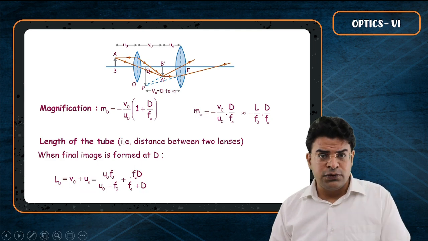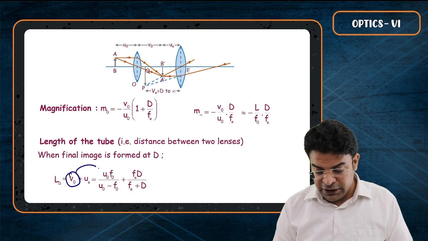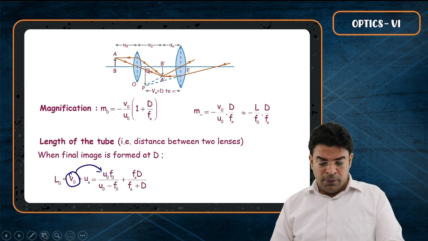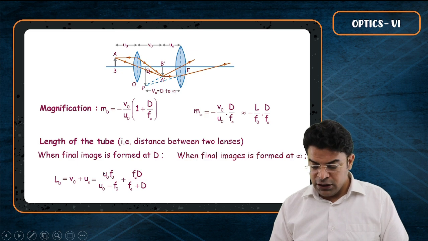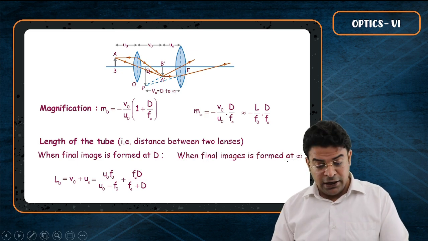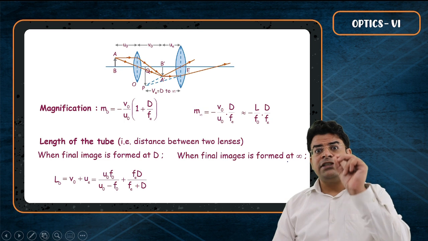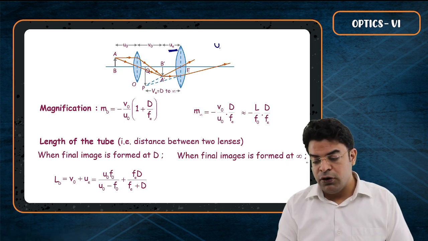By using the length formula, in place of V naught, we can substitute U naught F naught upon U naught minus F naught. Similarly, when the final image is formed at infinity, to get the final image at infinity, UE should be equal to Fe.